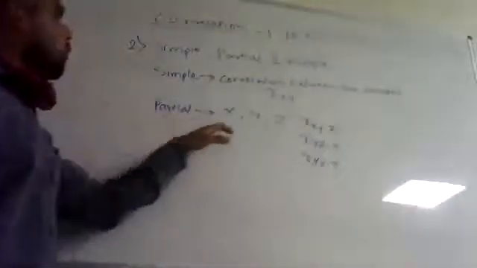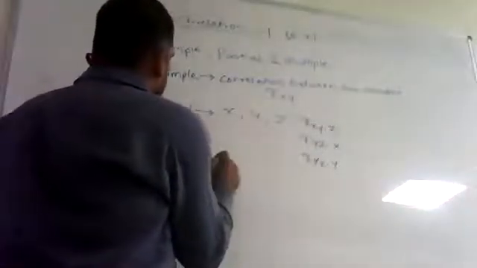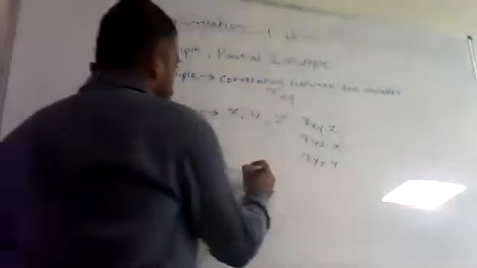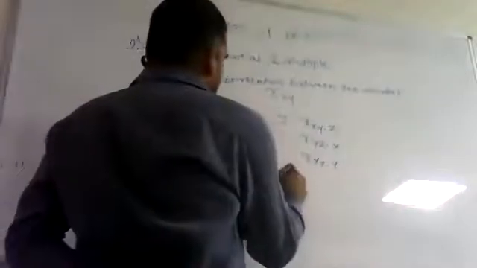Understood what is simple correlation and partial correlation? Simple correlation is just the correlation between two variables, but in partial correlation, we take the correlation of two variables and remove the effect of remaining other variables. Okay, then multiple correlation. Suppose there are three variables x, y, and z.